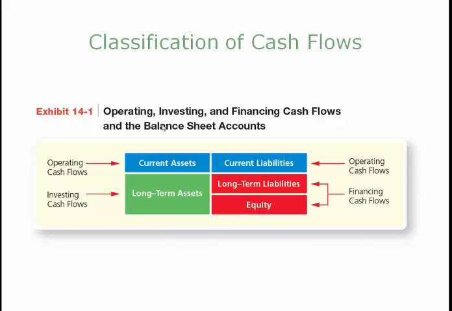And here's kind of a summary of what we just talked about. You notice the blue boxes are for operating cash flows, and the green boxes are investing cash flows, and the red boxes are financing cash flows. This is just a pictorial of what we talked about.